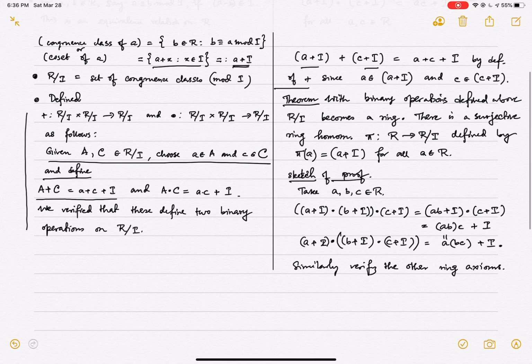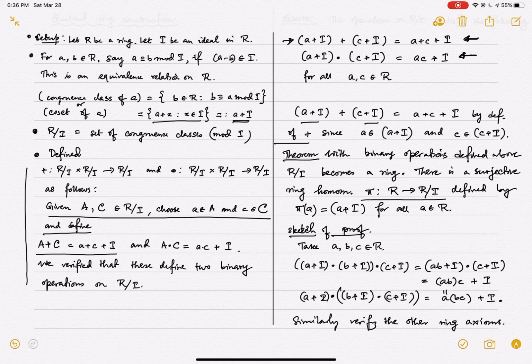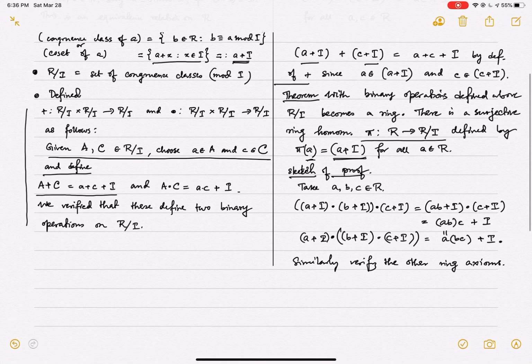And finally, we have this map from R to R mod I, taking an element of the ring to its coset. And I want to show that this is a ring homomorphism. It's surjective, of course, because every element of the ring R mod I looks like a plus I for some a. So it's equal to pi of a for that a. So pi is onto, that's clear. You have to check that it's a ring homomorphism, meaning pi of a plus pi of b is pi of a plus b, and same for the product.